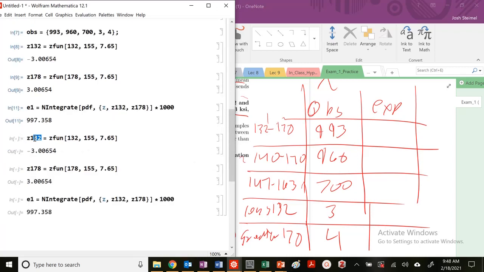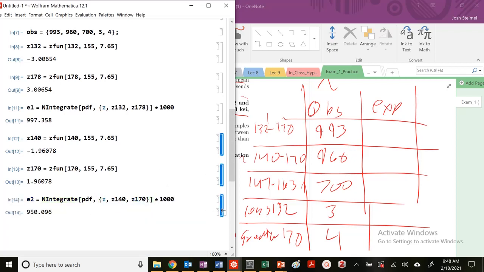So I don't want 132, now I want 140. So 140, 170. So this will be E2. So click, click, then again, Z140, Z170, and there you go.